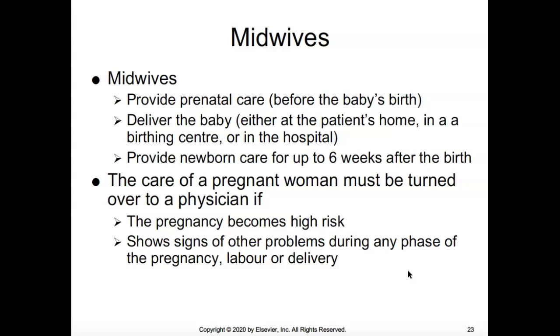Okay, midwives. Midwives provide prenatal care before the baby's born, deliver the baby either at the patient's home or in a birthing center or even the hospital, and they provide newborn care up to 6 weeks after the birth. The care of a pregnant woman must be turned over to a physician if the pregnancy becomes high risk or they show signs of other problems during labor or delivery.